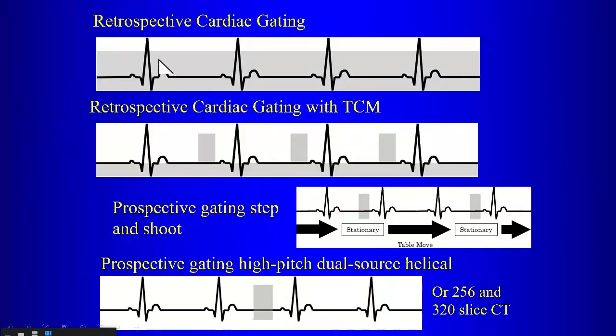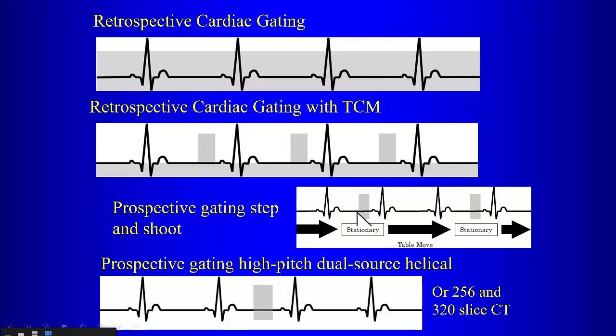So as we look at the radiation doses, for retrospective gating, if we leave the X-ray tube on full blast throughout the study, that's going to give you the most dose. With tube current modulation, you can still do retrospective gating, but we drop the dose around systole, maximize the dose during diastole, so this significantly reduces the radiation dose. For prospective gating, the tube is only on during diastole, so that really lowers the dose compared to retrospective gating. But if you have a multi-slice CT scanner on the order of 256 or 320 slices, then you can scan the entire heart in one heartbeat.